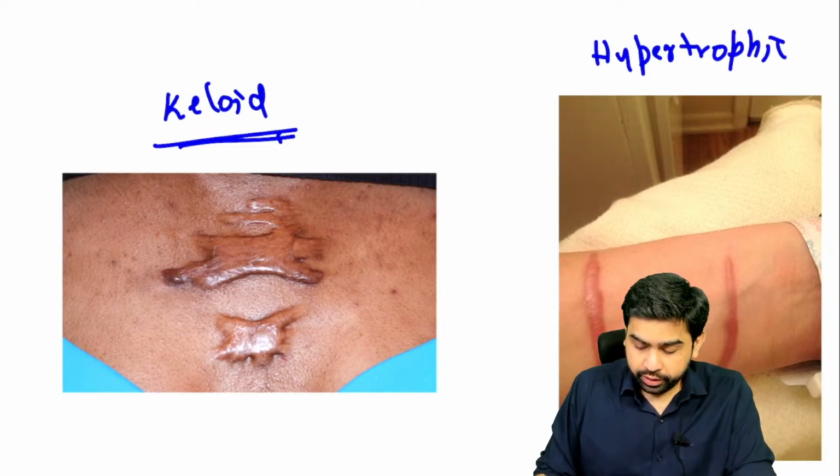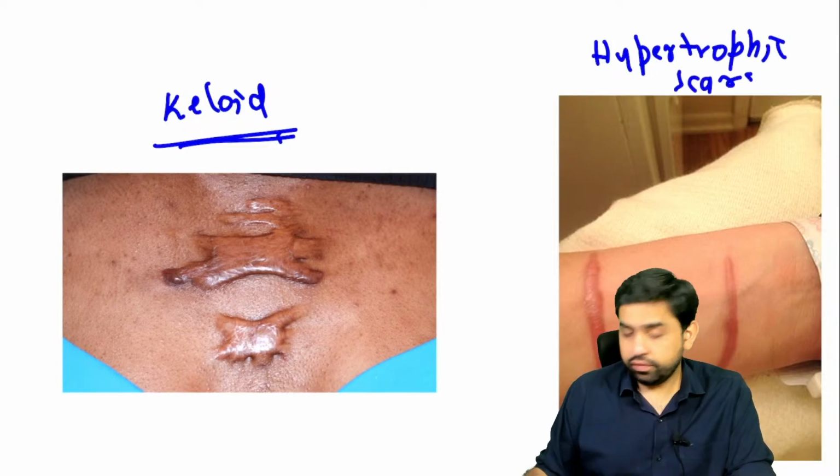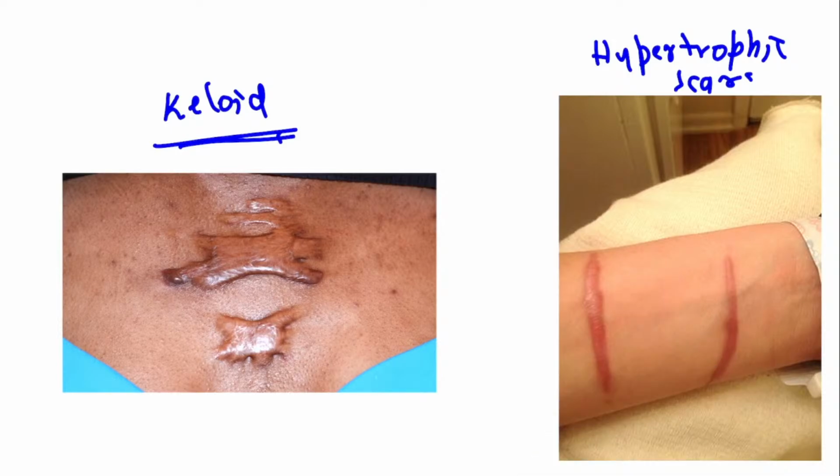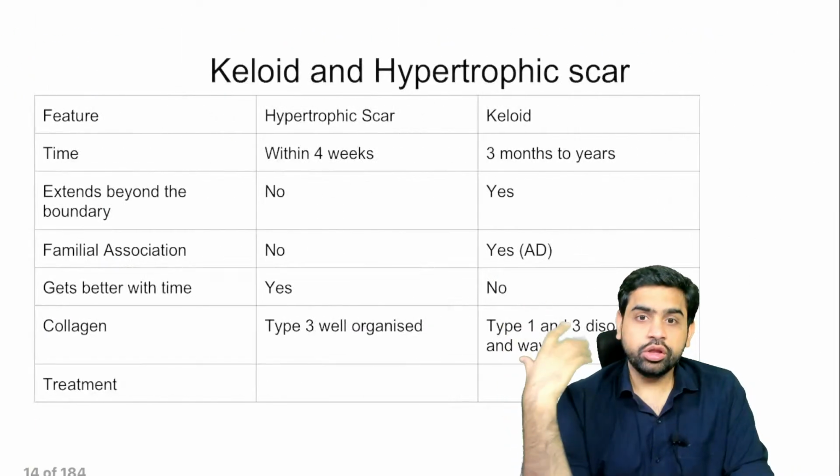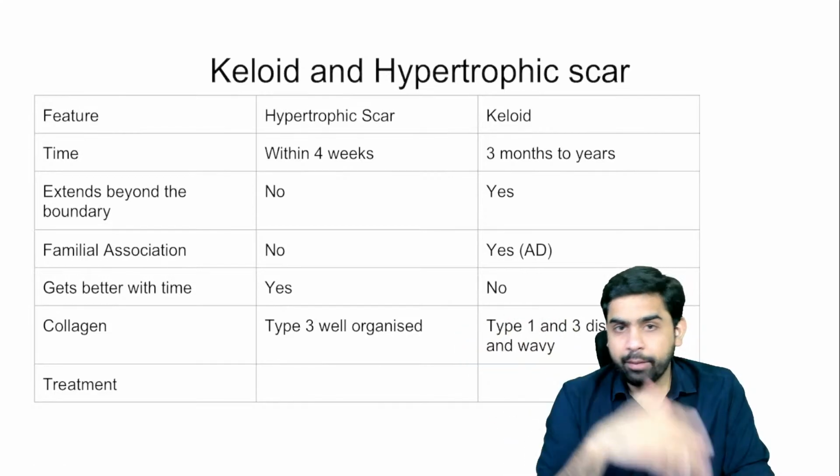hypertrophic scar. Okay, I'll just take myself away for a minute. What you need to understand is that this is a hypertrophic scar. In a hypertrophic scar, the abnormality is limited to the boundary of the scar itself. This is the basic difference between the hypertrophic scar and the keloid.